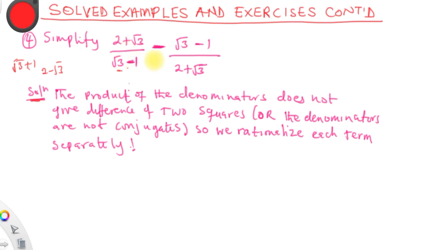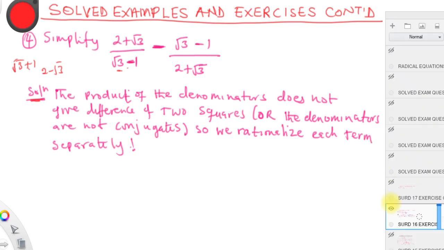So it means that we are going to rationalize this, and then we rationalize that. Then at the end of the day, we subtract the results. So guys, let us do that on the next page because we don't have enough space here. So let us go to the next page, guys.